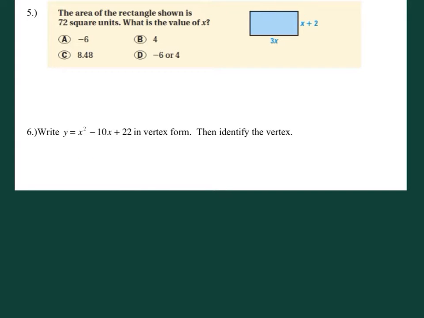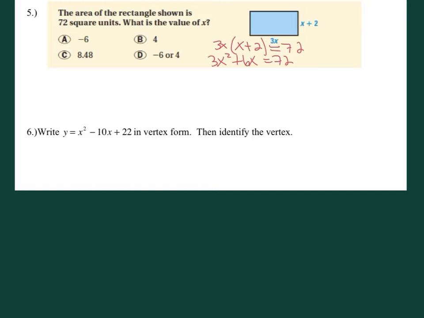Okay, example 5 is multiple choice, and it's a little bit of an application problem. The area of the rectangle shown is 72 square units. What is the value of x? Well, to find the area of a rectangle, we have to multiply length times width. So we take 3x times x plus 2, and we know that is supposed to equal 72. So 3x squared plus 6x equals 72.